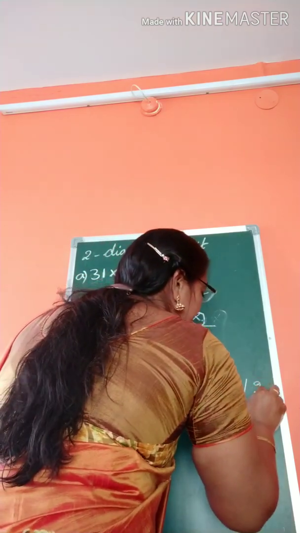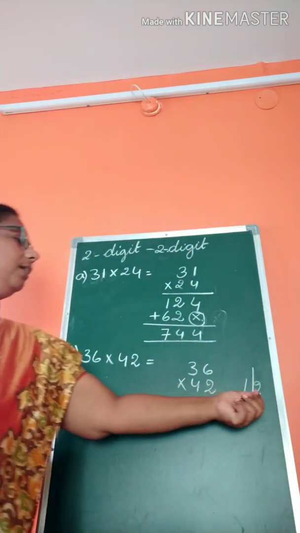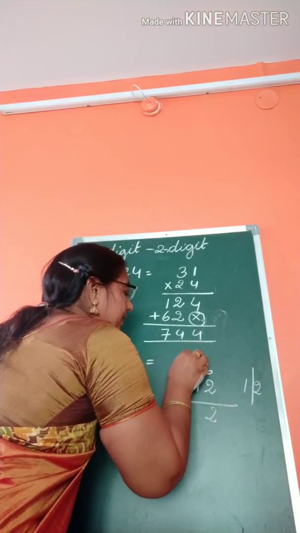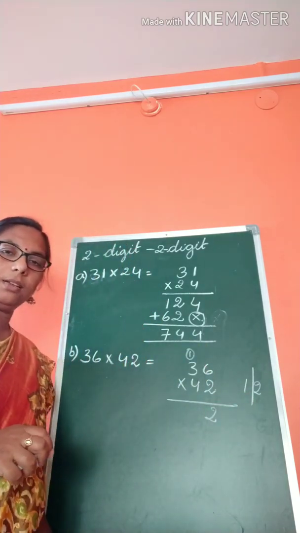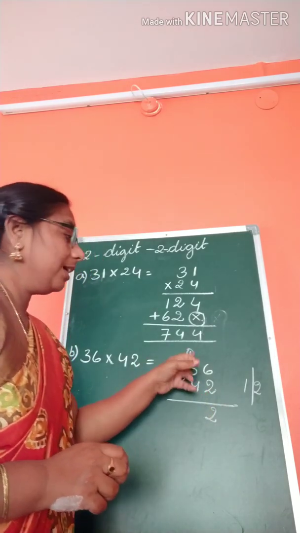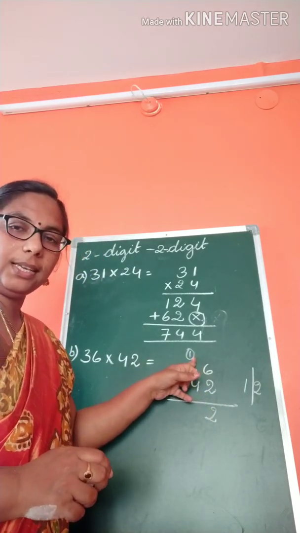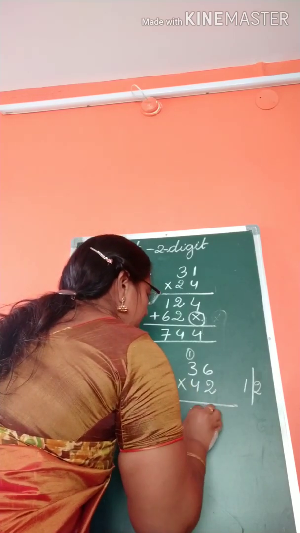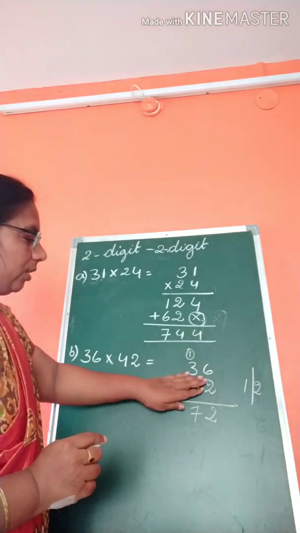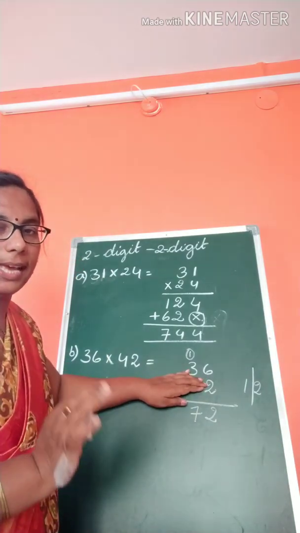12, how to write? What I have taught you? See, 2 will be coming down here and 1 will be carried to the next place, to the tens place. Now 2 3s are 6 plus 1, it is 7. Very good. So the multiplication of the number with the number in the ones place has completed.